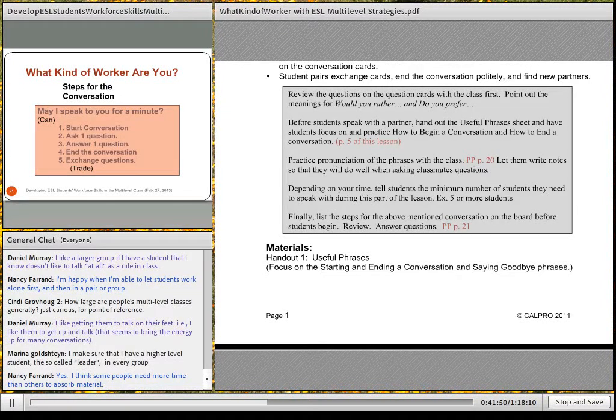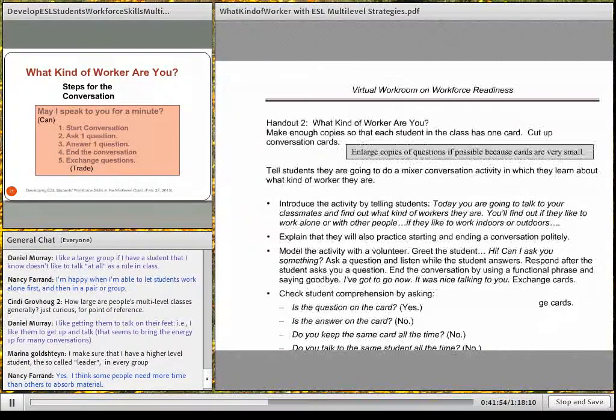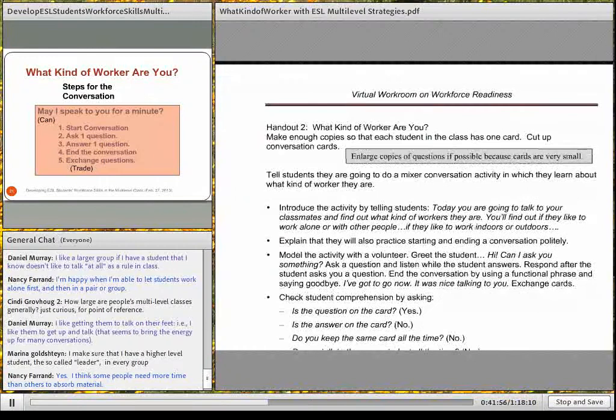Okay, and let's go back down and continue. There's the materials, handouts. I put a little suggestion here. Enlarge copies of questions if possible, because the cards themselves ended up being really small. And in this lesson, they ask you to print a copy of the cards and cut them out. Okay, and they are pretty small. And especially if you have some older students in your class.